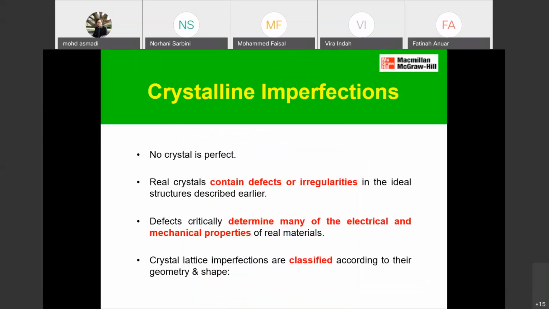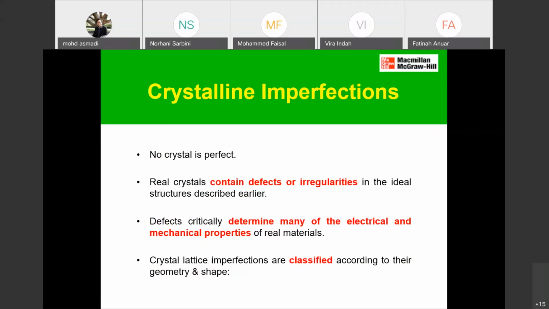As I told you in the previous class, in reality crystals are never perfect. They contain various types of imperfections or irregularities, defects that affect many of their physical and also mechanical properties. If you look here at the ideal structure.